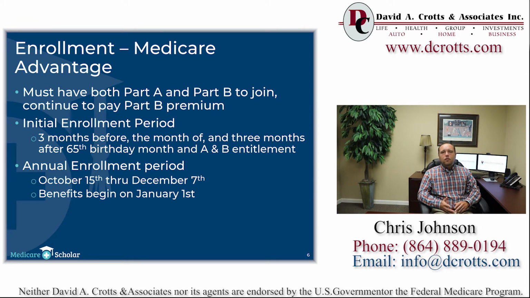Now, the IEP for Medicare Advantage is based on the month the client receives both A and B entitlement, and generally their 65th birthday month. And it begins 3 months prior and ends 3 months after.